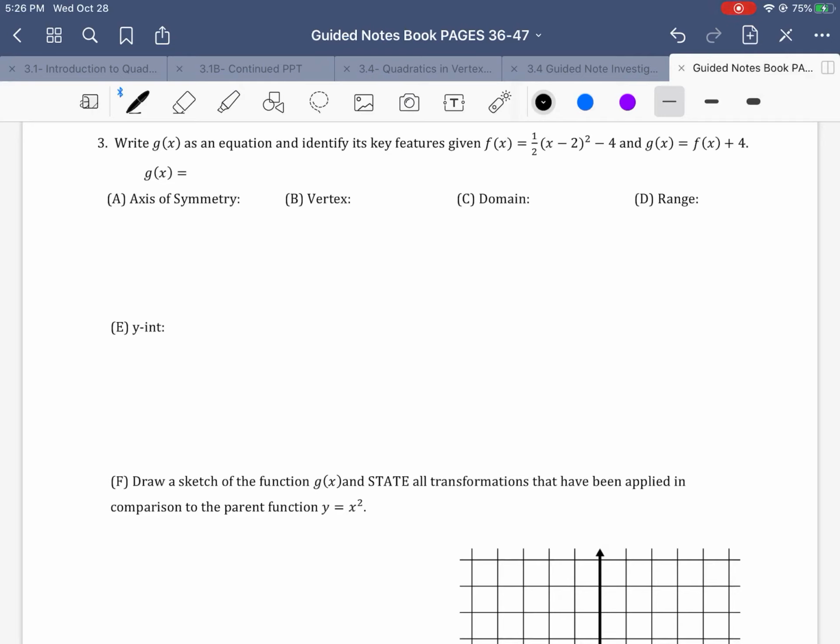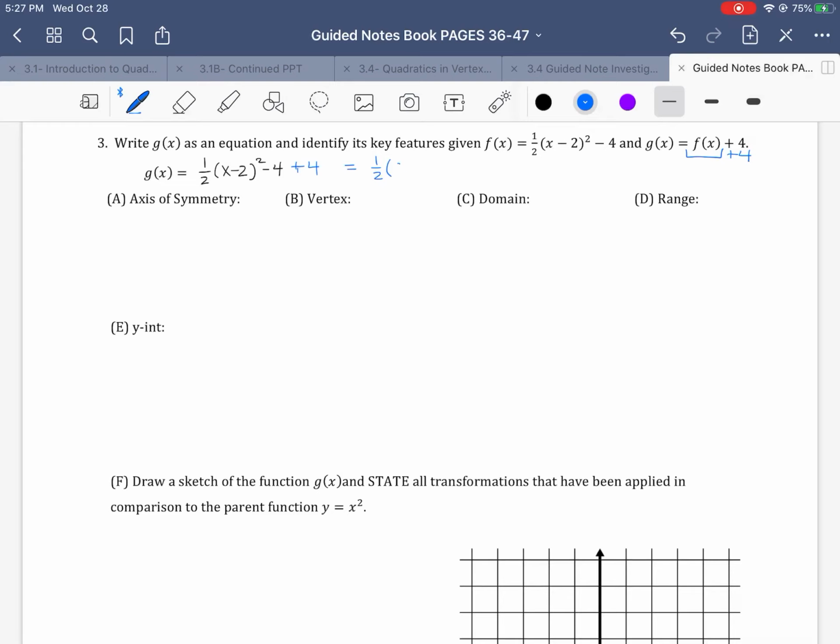This says, write g of x as an equation and identify its key features given these two functions. So you're given f of x, and then you're given g of x related to f of x. So it wants us to create g of x using the f of x. So what we're going to do is come over here, and instead of writing f of x, I'm going to actually put in f of x. So I'm going to put in this whole equation. So we're going to put in 1/2 (x minus 2) squared minus 4. And then g of x is f of x plus 4. So I'm going to put plus 4 on the end to finish that out.